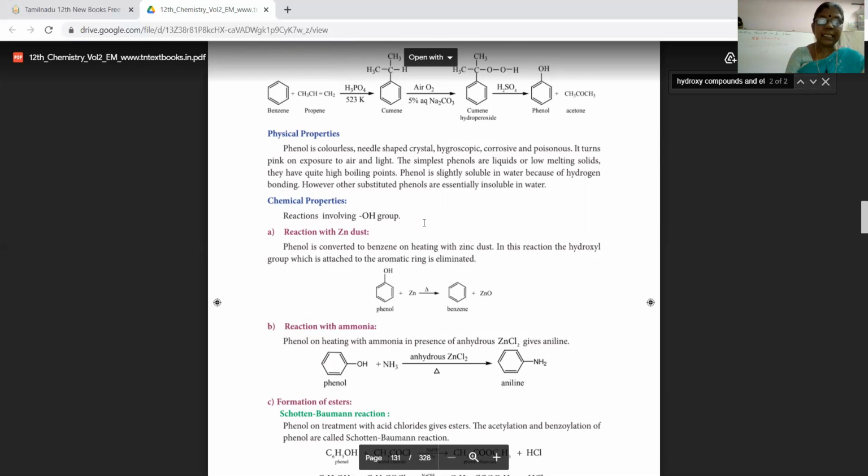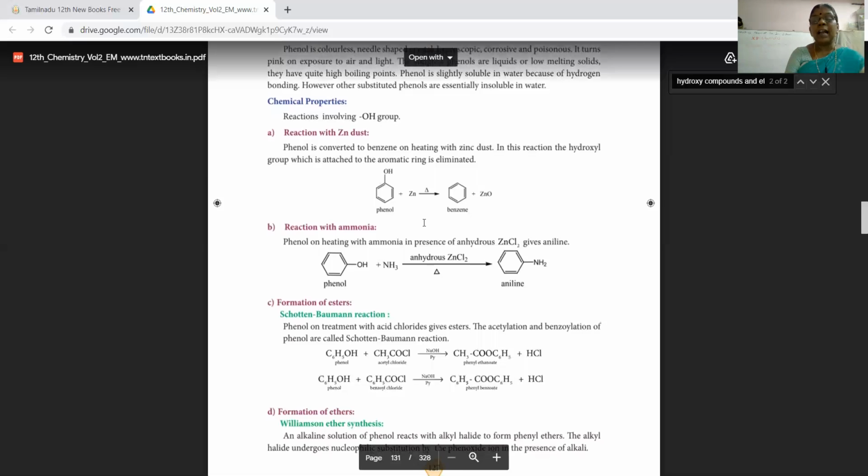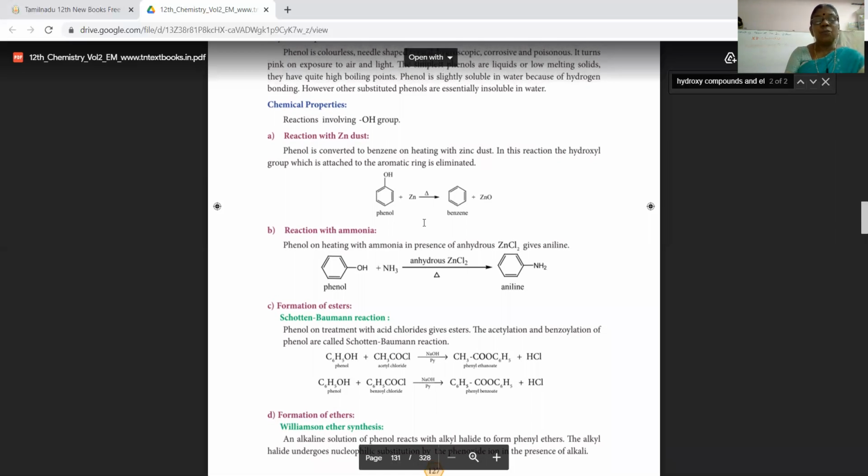Then chemical properties. In chemical properties, it falls under two categories: depending upon the OH group, and depending upon the benzene structure. First, reactions involving the OH group. First, it is reacted with zinc dust. Phenol is converted to benzene on heating with zinc dust. In this reaction, the hydroxyl group attached to the aromatic ring is eliminated. That is, phenol treated with Zn, then O is removed and we get ZnO, zinc oxide, as a product, and benzene.